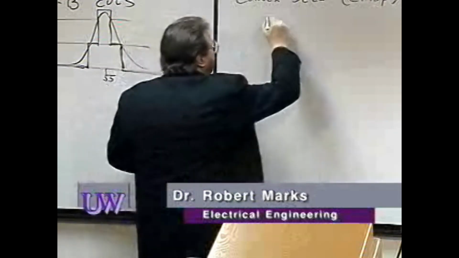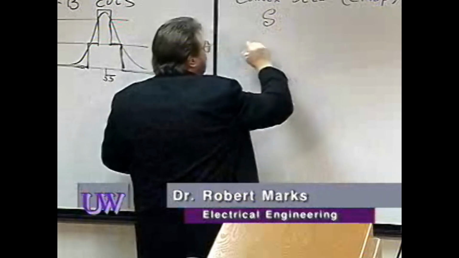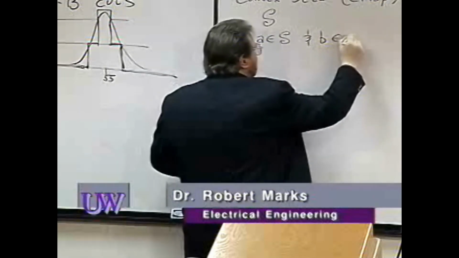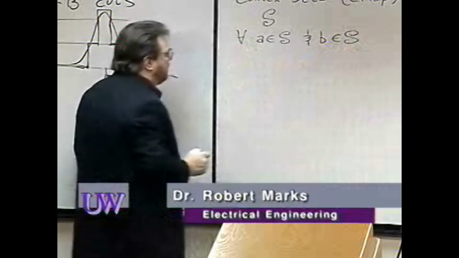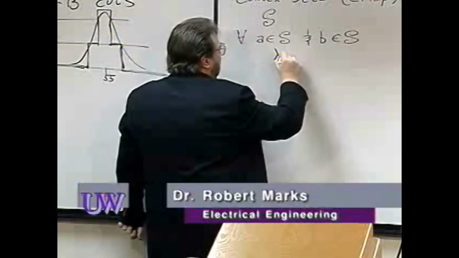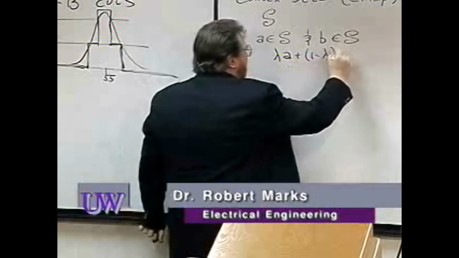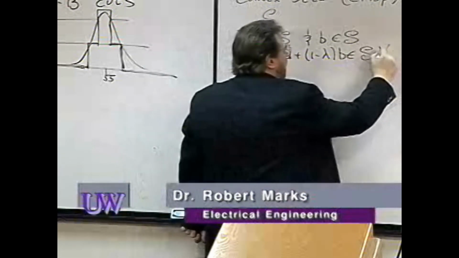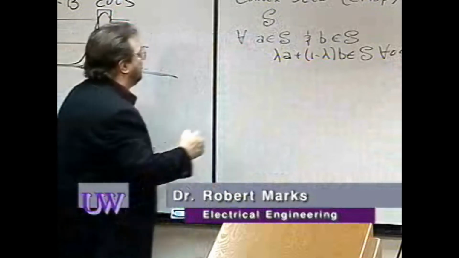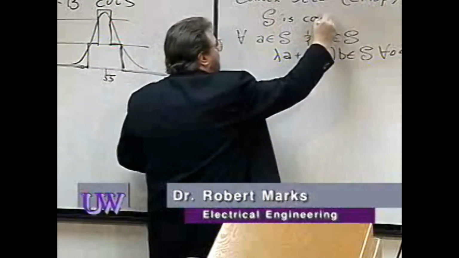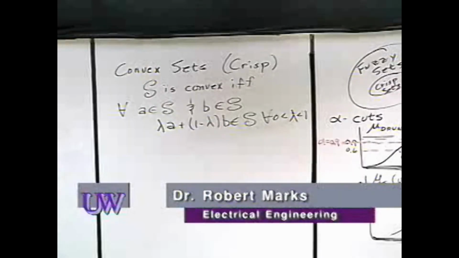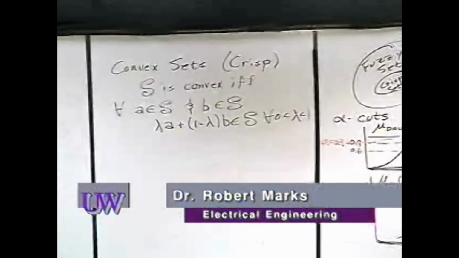For crisp convex sets, let's talk about a set S. If A is in S and B is in S, and we should put a for every, sorry for the mathy stuff, this means for every A in the set and every B in the set, that lambda A plus 1 minus lambda B is in the set for all lambda between 0 and 1, then the set is said to be convex. It's a definition, so it's an if and only if. That's a lot of mathy googly goop.